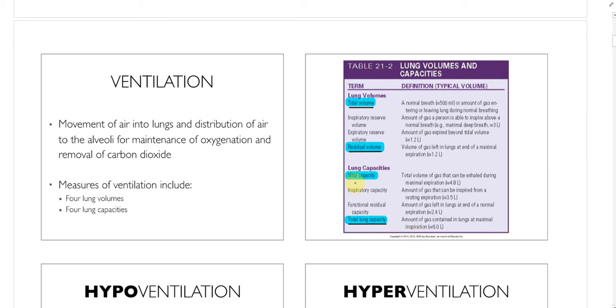Total lung capacity is the total amount of gas contained in the lungs at maximal inspiration. So we're going to be talking about basically a combination of vital capacity plus residual volume. So you take a full deep breath in, it's the volume in your lungs from taking that deep breath in, plus along with that residual volume, the amount that never really kind of leaves your lungs.